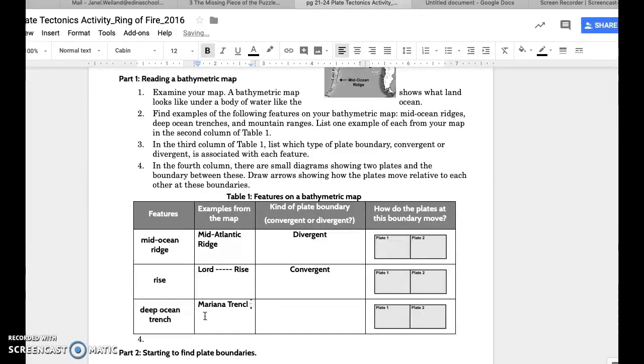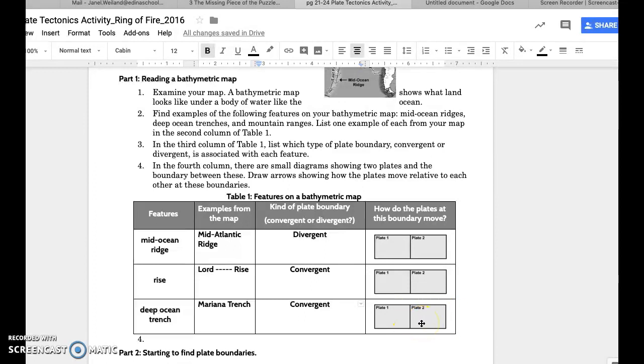I'm going to write down the Mariana Trench, and trenches have two tectonic plates coming together. One just subducts under the other. Because they come together, they are an example of a convergent boundary. And when you draw your arrows, please just have one arrow look like it's kind of going underneath the other.